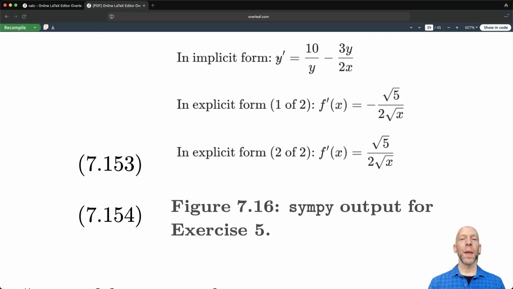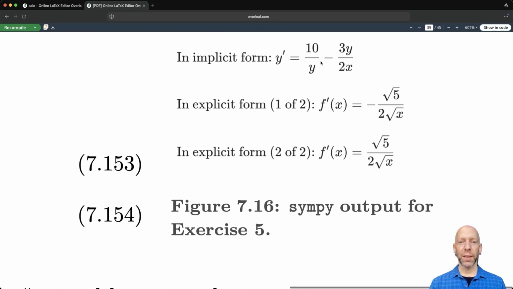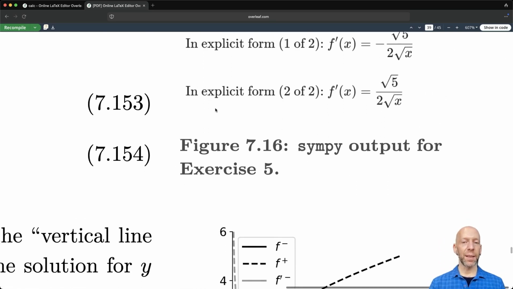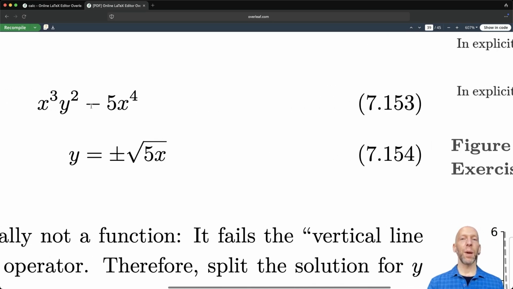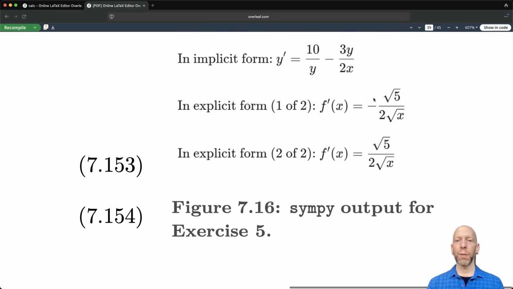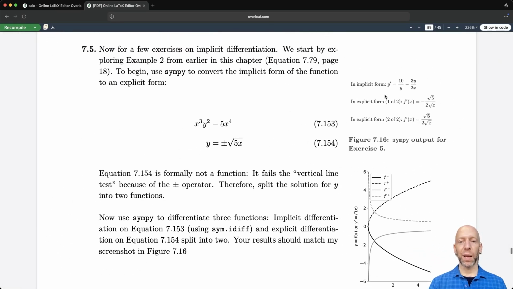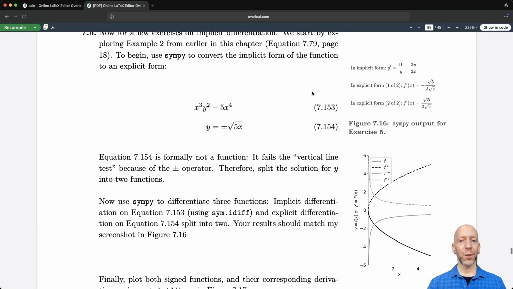Here we have the implicit differentiation from implicitly differentiating this expression over here. That's going to look like this. And then when you translate this expression into an explicit form, you get a result like this. And then you're going to get two results here, one for the positive square root and one for the negative square root. So creating this output in SymPy is part 2 of this exercise.